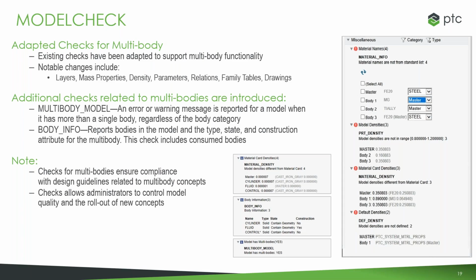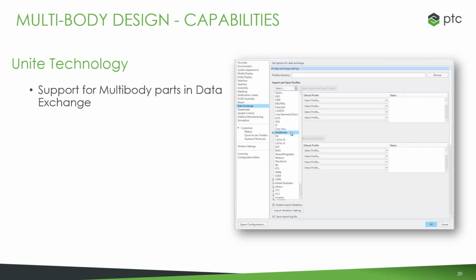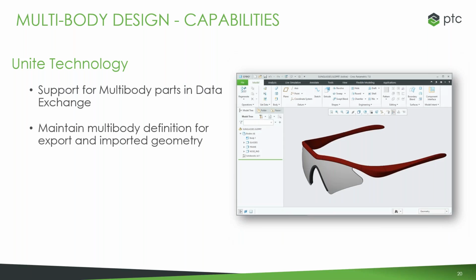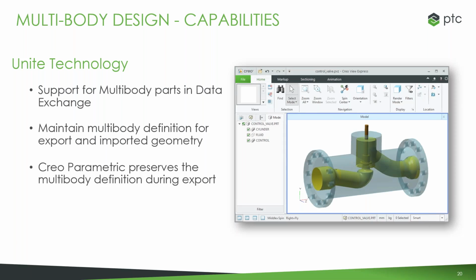So multibody is actually supported for MODELCHECK and mass properties, and also for Unite technologies. When you export or import a model from another CAD system, if they have multibodies, like SolidWorks has multibodies, that will also be supported inside Creo. When you export, we can also export the multibodies as separate bodies, when you export as a STEP file, also a PVZ file. PVZ file also supports multi-body.